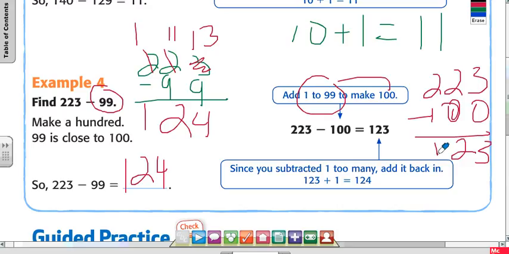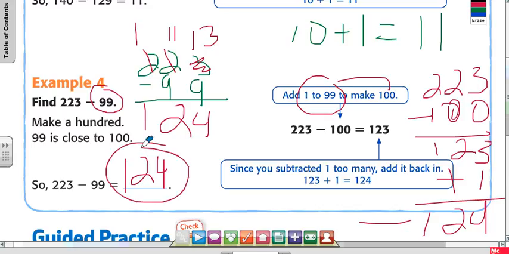Okay. Then it says, since you subtracted 1 too many, add it back. So they added 123 plus 1. 3 plus 1 is 4. 2 plus 0 is 2. And then 1 plus 0 is 1. So you still got the same answer, which was 124.